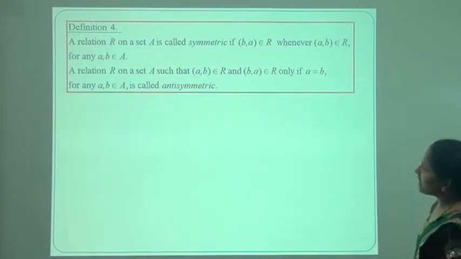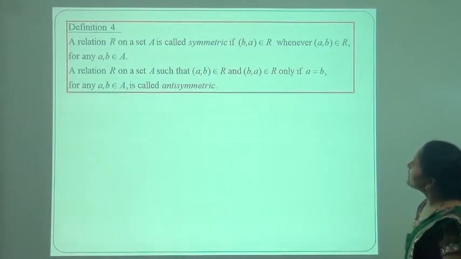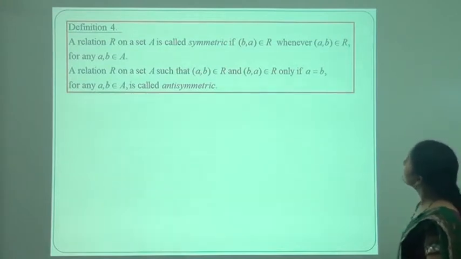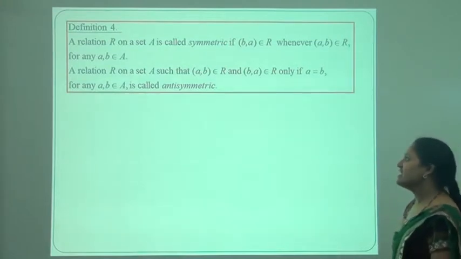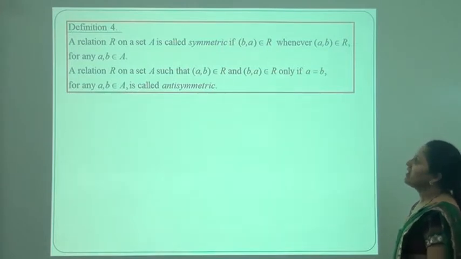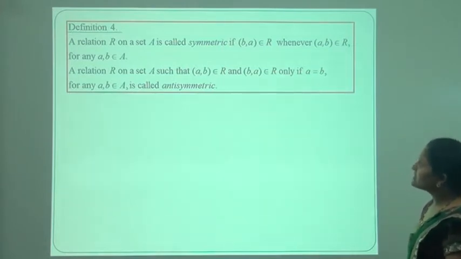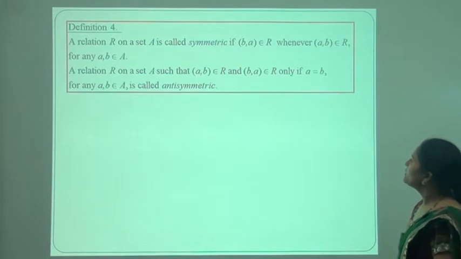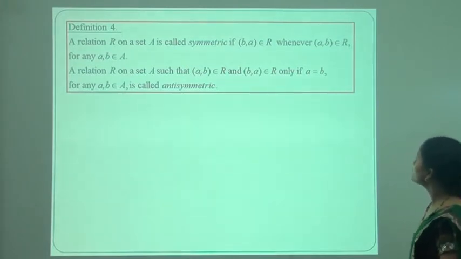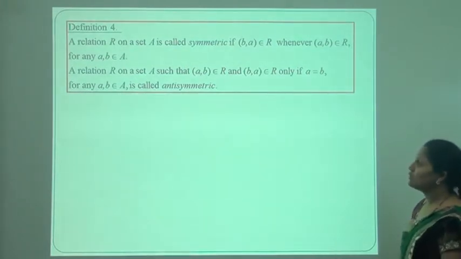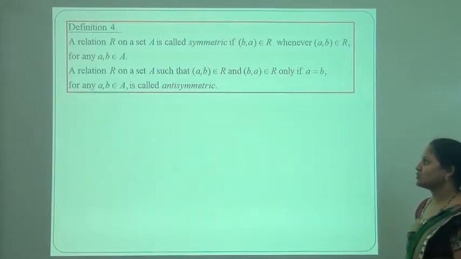A relation R on a set A is called symmetric if (b, a) belongs to R whenever (a, b) belongs to R, for any a, b belonging to A. Again, a relation R on a set A such that (a, b) belongs to R and (b, a) belongs to R if and only if a equals b, for any a, b belonging to A, is called antisymmetric.